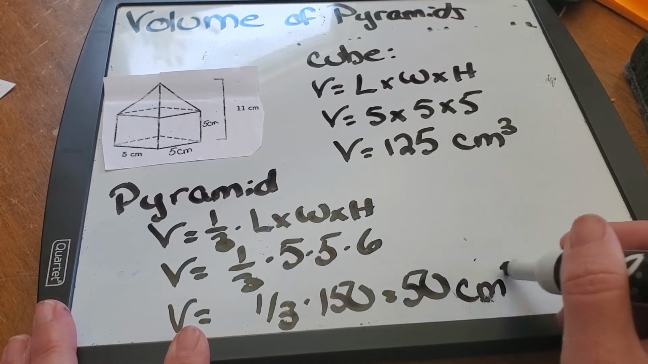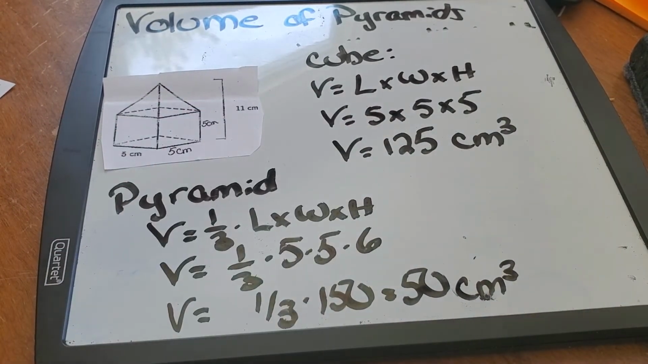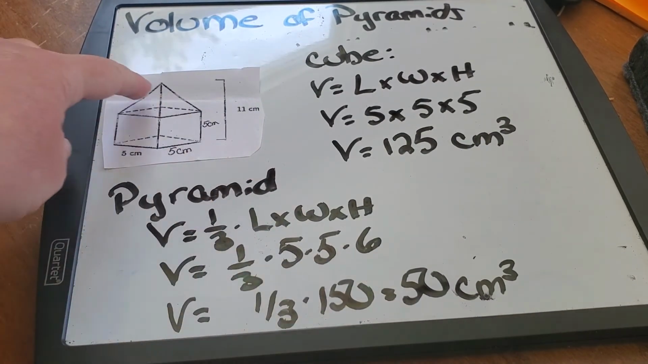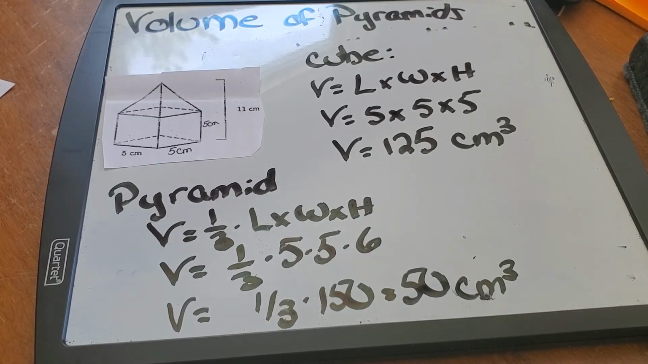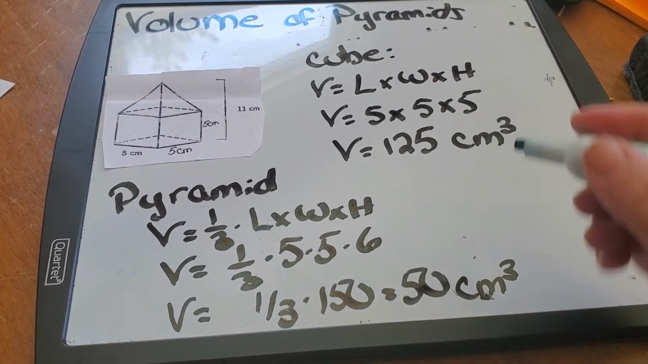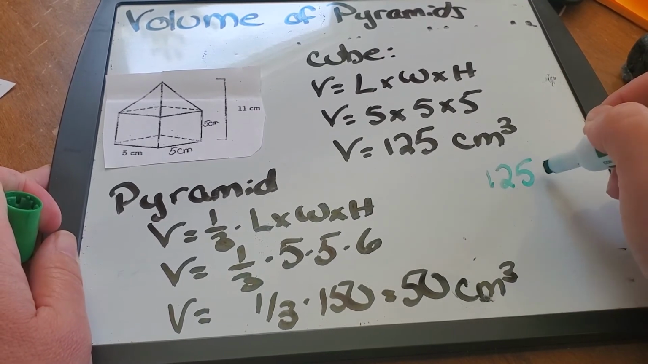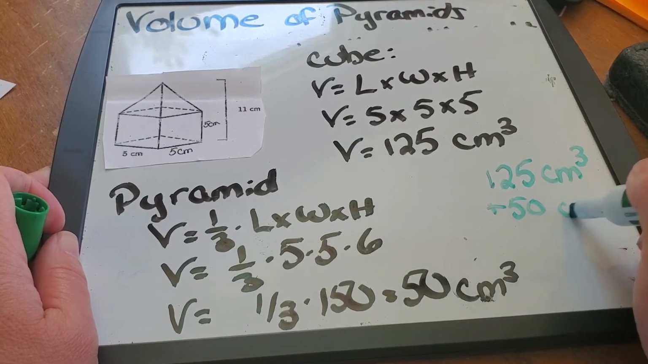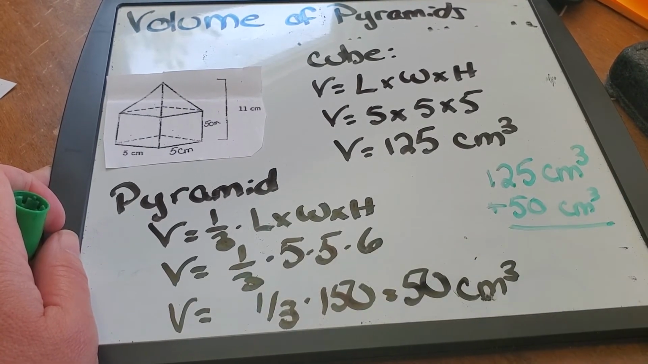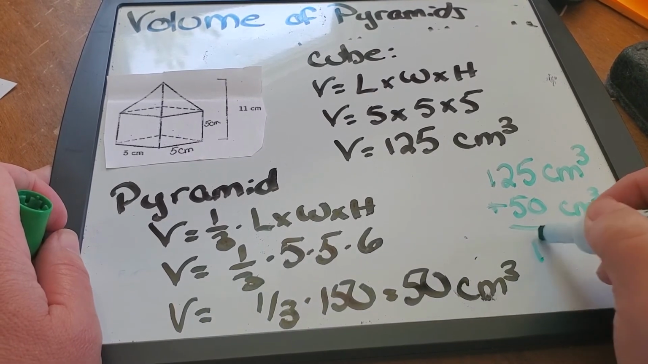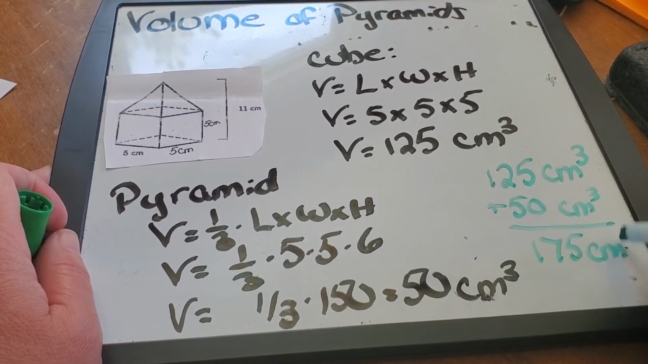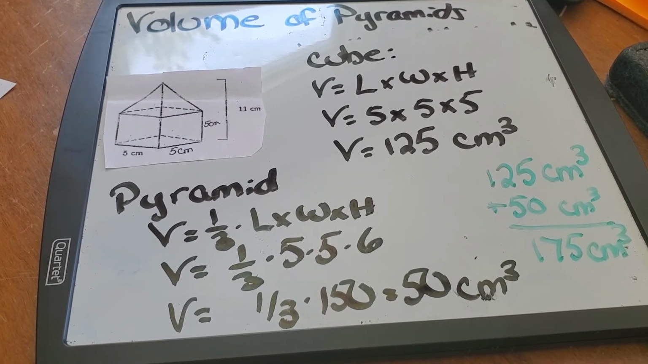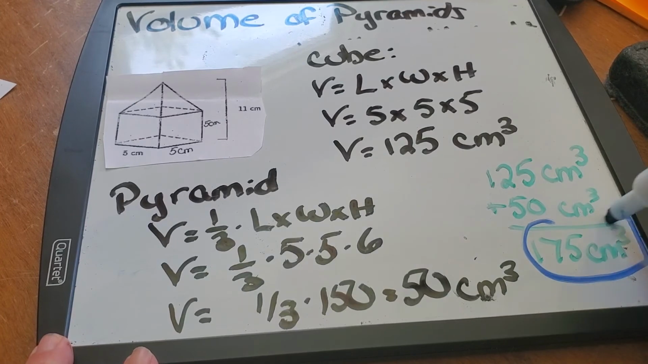So now if I know it takes 125 cubic centimeters to fill the bottom part, the cube, and 50 cubic centimeters to fill the top part, which is the pyramid, I can just add those together. And 125 cubic centimeters plus 50 cubic centimeters is 175 cubic centimeters. That's the total volume. That's how many cubes it would take to fill the entire figure.